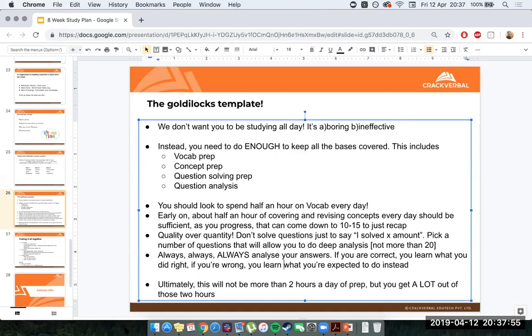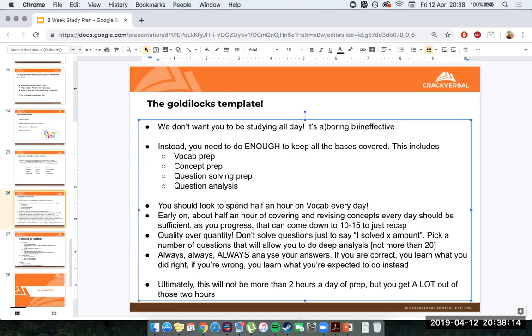But if you tell yourself, hey, look, okay, 3 hours is a lot, but I can at least do 2. I can at least get to that point. You've done a good job. You don't need to do 6 hours. You need to do 2 hours that you get a lot out of, right? That's ultimately what is going to be the best way to go about your prep.